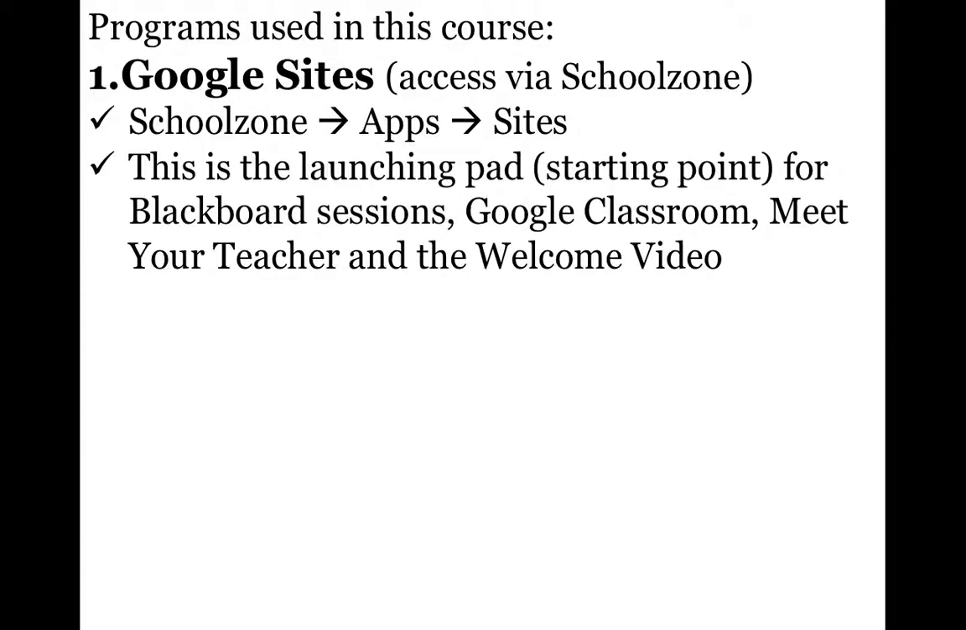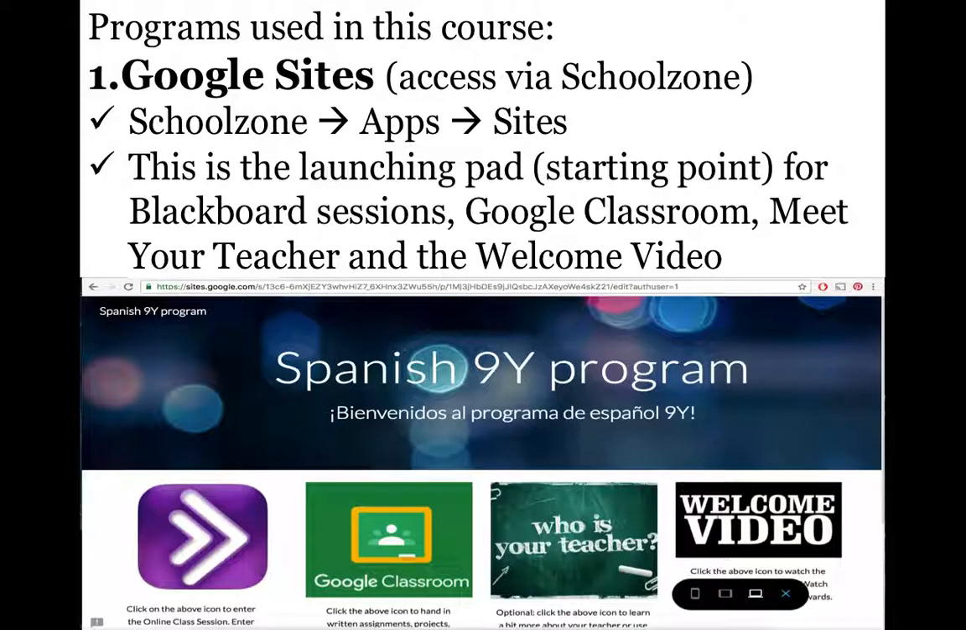So once you get there, this is what I'm calling the launching pad or the starting point. It literally has everything that you need for this course. It looks like this. Guys, make sure that you're looking closely at things like this. Notice it says 9Y program. If you've been linked to the 6Y or the 3Y program, that is a glitch in the system. So keep an eye out for that. Let me know if it happens, and I will make sure that you're in the right place. Once you're here, you literally have the starting point for everything you need.